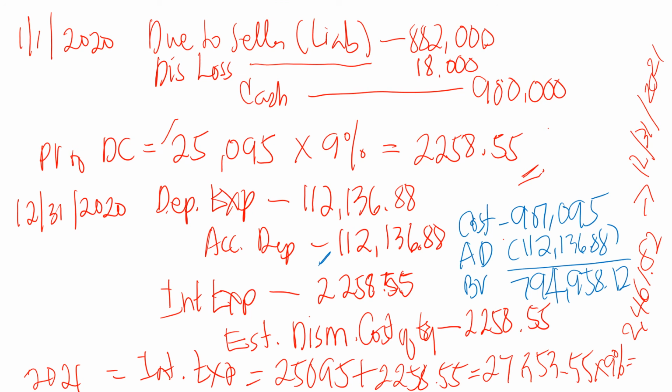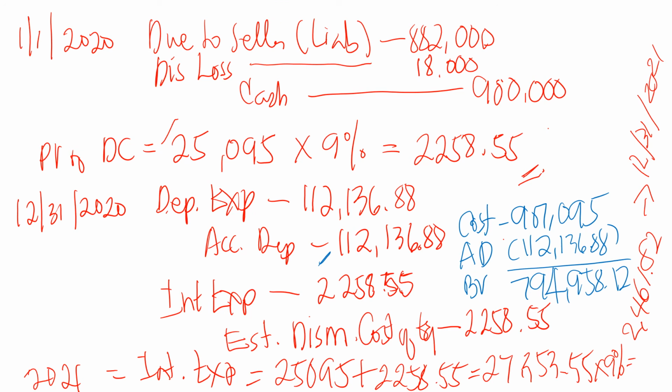Ngayon, kung madami, so they are lumped in one account. So, that's property, plant, and equipment. Then, the breakdown will be presented dun sa notes to the financial statement. So, nakalagay dun how much is your land, how much is your building, how much is your equipment. And your equipment is 794,958.12. So, this is part of non-current assets. So, non-current liabilities will include the estimated dismantling cost. Wala na tayong due to seller kasi paid na already after 30 days.